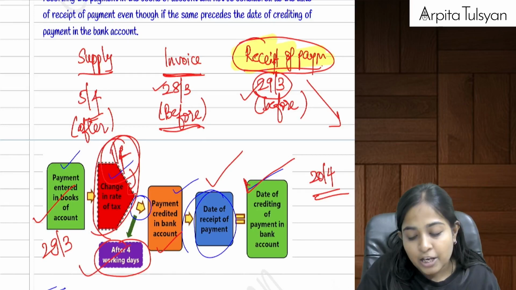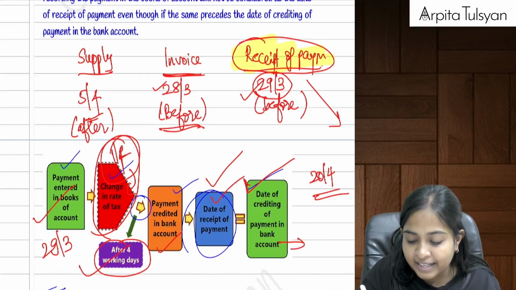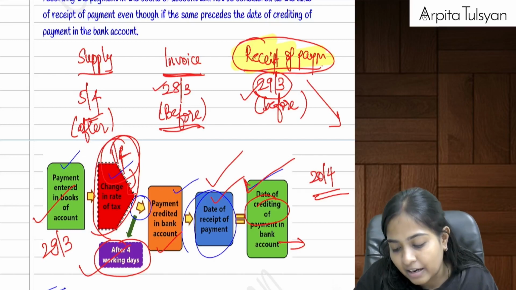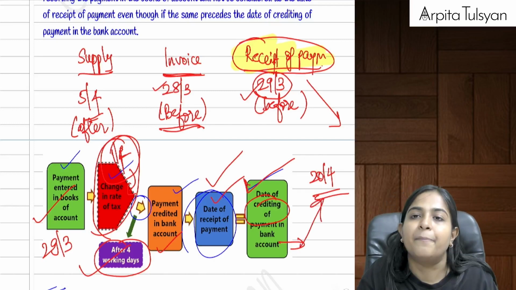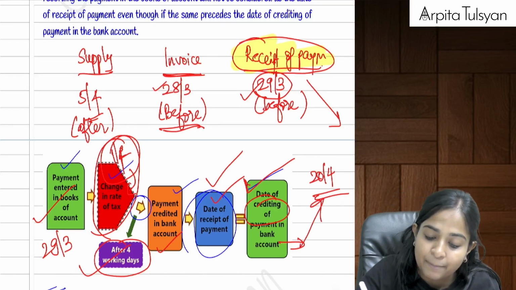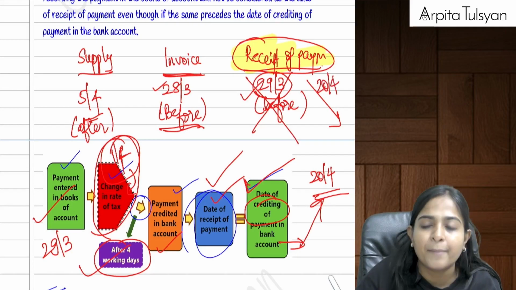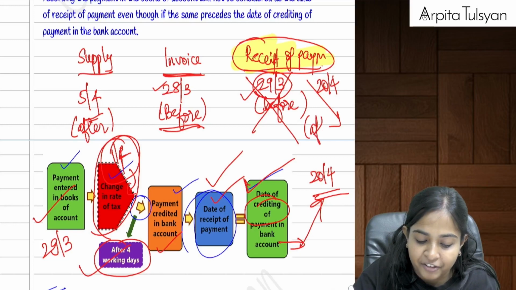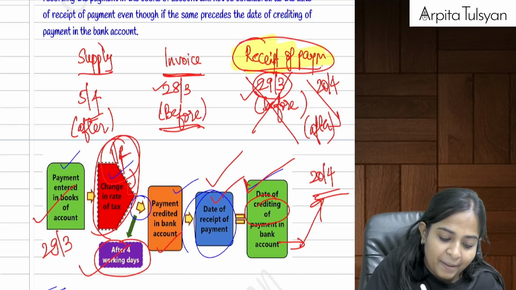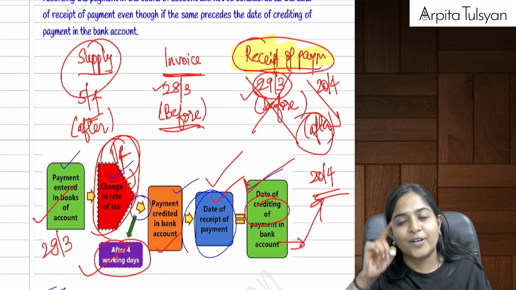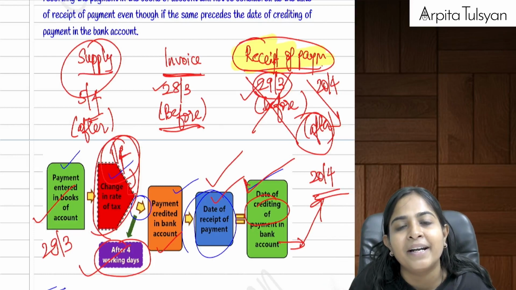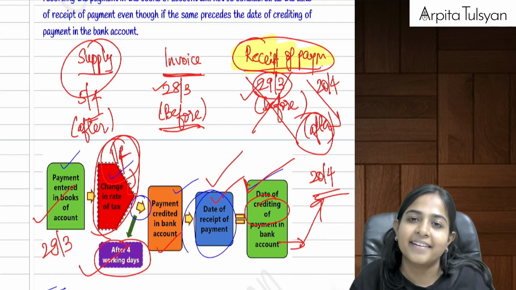After 4 working days. So the date of receipt of payment will be the date when it is getting credited in my bank account, that is 20th of April. So can I say my receipt of payment date will now become 20th of April. So this becomes after. If this becomes after, supply is matching with this after. So time of supply will be the receipt of payment, and that too at the higher rate.